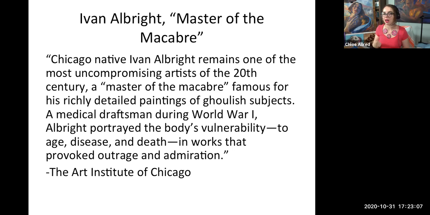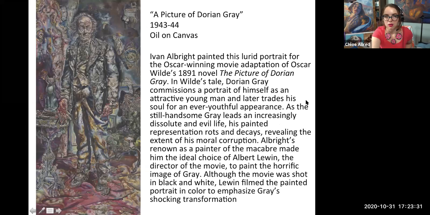So if we think back to Dix, who was also experiencing World War I, World War II, Ivan Albright was as well on the American side. But he was seeing these same horrors of war. And they're really interesting artists to look at sort of next to each other because they have a lot of aesthetic similarities. So Albright, this was a painting he created inspired by Oscar Wilde's A Picture of Dorian Gray. So this was created between 1943 to 1944.